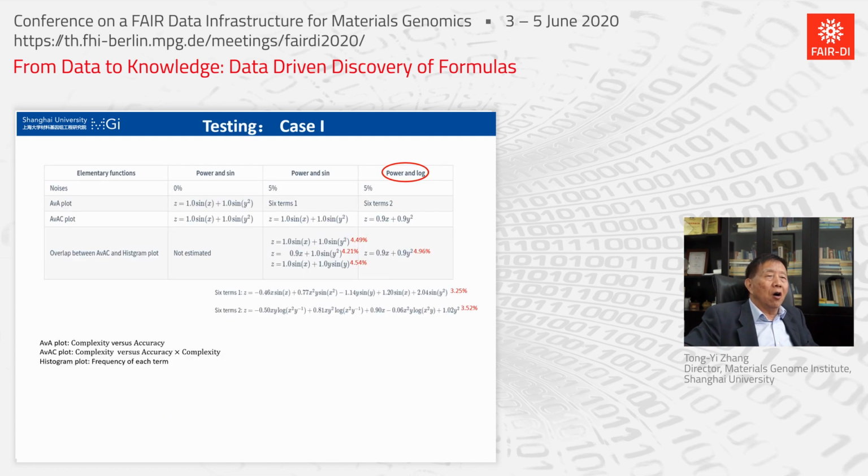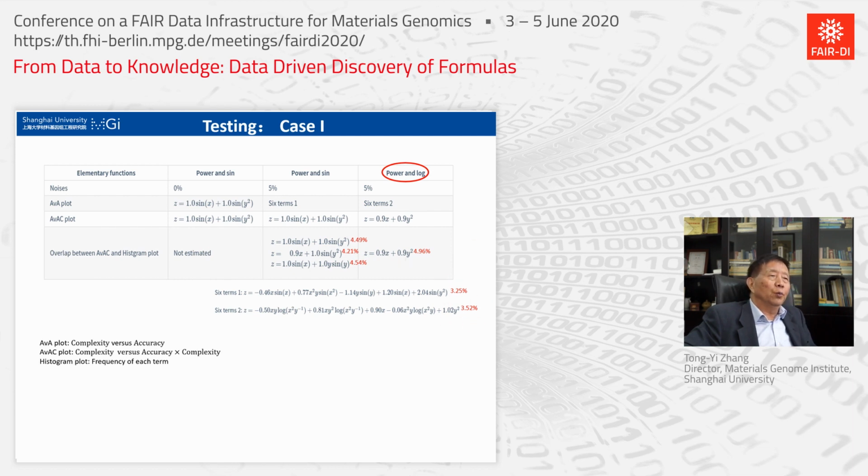So we summarize all those. For case 1, we can get this conclusion. Without noise, we can recover our original formula right away. With noise, there are always some errors, and we can find what's shown here, our AE, how large it is.